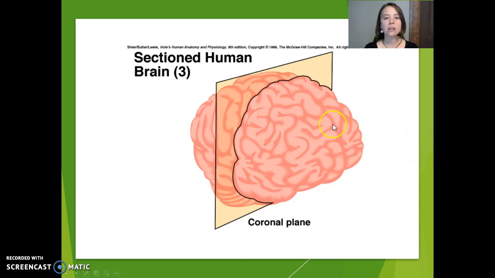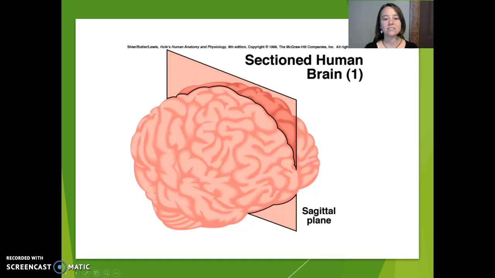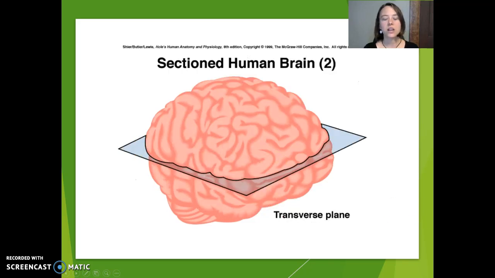If you see the brain, the coronal plane cuts it into anterior and posterior sections. The sagittal, if you see it's right down the midline, cuts it into right and left hemispheres. And then a transverse plane will cut it into anterior and posterior sections.